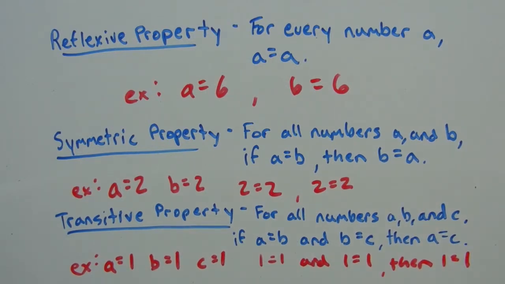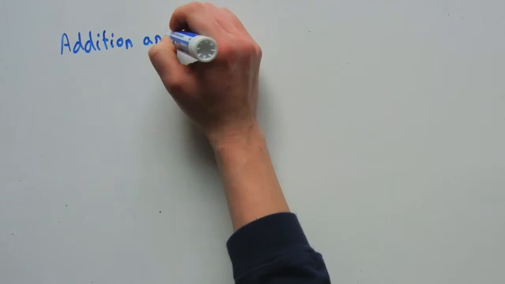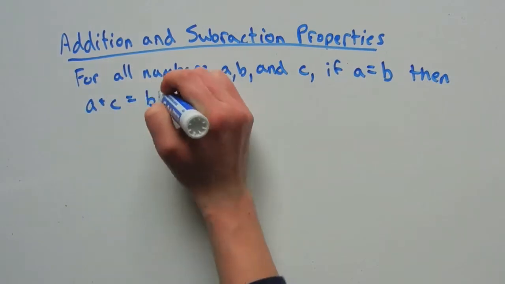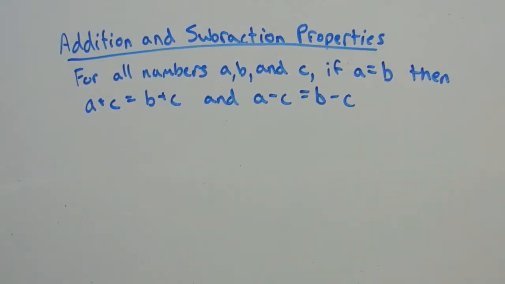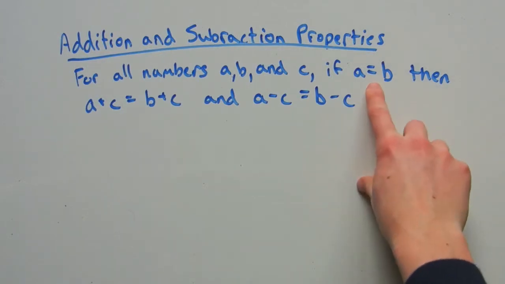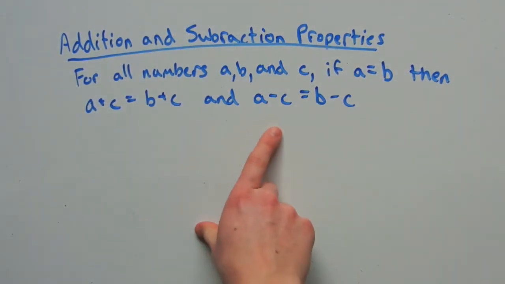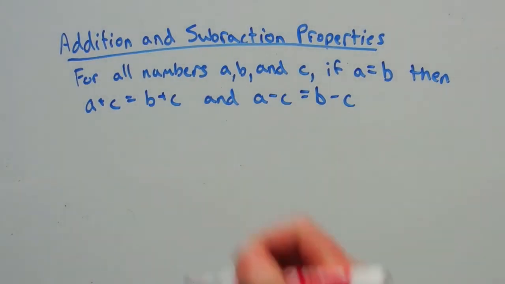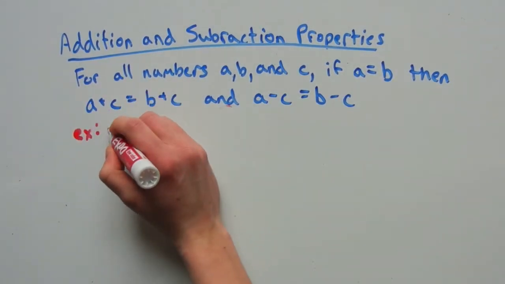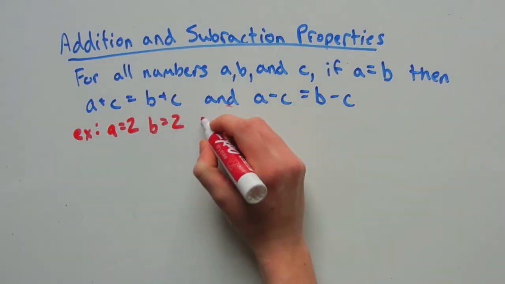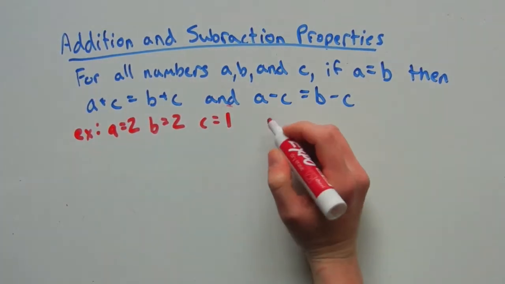Let's continue on with even more properties of equalities. The addition and subtraction property says that for numbers a, b, and c, if a is equal to b, then a plus c equals b plus c, and a minus c equals b minus c. Let's show an example of that. So a equals 2, and a equals b, so b also has to equal 2, and c can be whatever it wants. So let's say that c is 1.